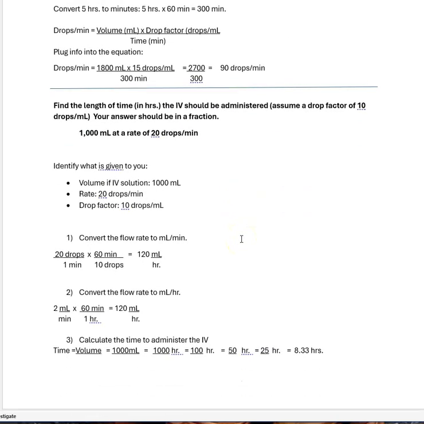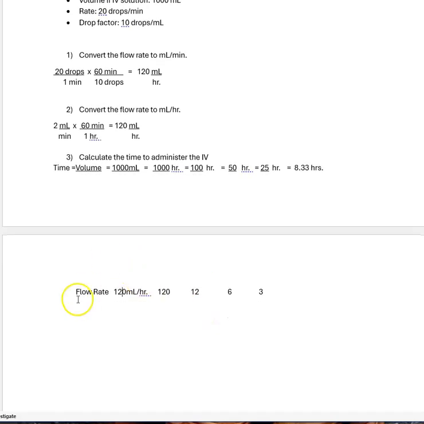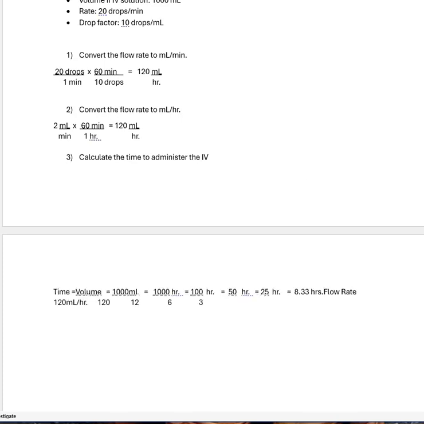Okay, now when you do kind of the same thing, but you're looking for time, find the length of time in hours the IV should be administered, assuming a drop factor of 10 drops per milliliter. This one says your answer should be in fraction. And I will show you. Just bear with me. My fractions decided to be a little bit weird.